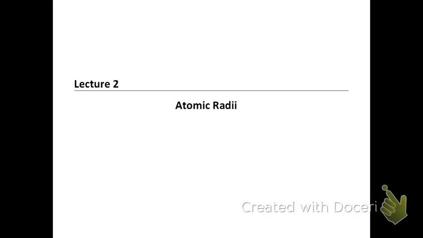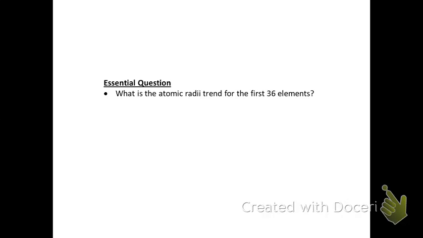And we're going to apply effective nuclear charge and those principles to the size of the atoms, or the atomic radii. And so Lecture 1 is really important in order to understand what's going to happen in Lecture 2. So make sure that you understand effective nuclear charge before you go on. Our essential question that needs to be answered in this lecture is, what is the atomic radii trend for the first 36 elements? You are only going to be required for those first 36 elements.